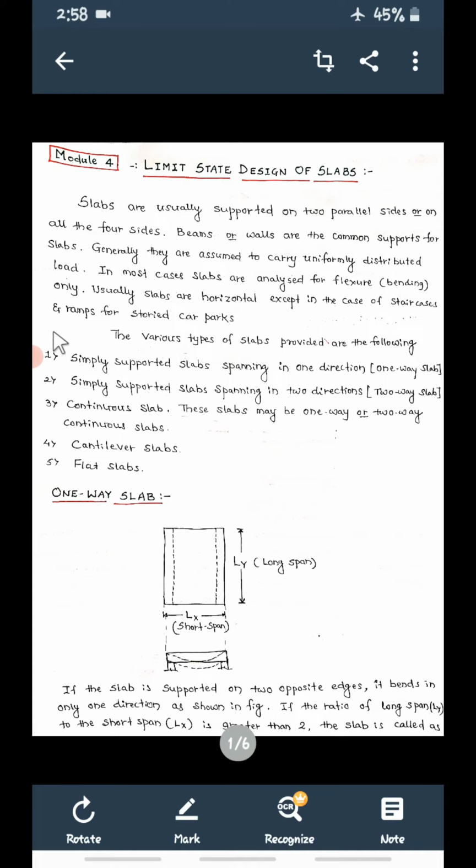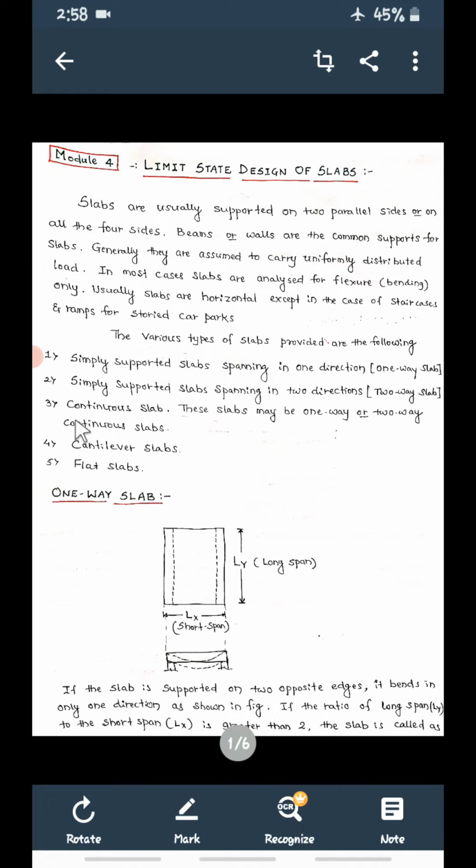Then, what are the different types of slabs? The classification is like this. One is a simply supported slab. The slab is simply supported spanning in one direction, or it is called a one-way slab. In detail we are going to study in the next slide. Then simply supported slab spanning in two directions, that is a two-way slab.